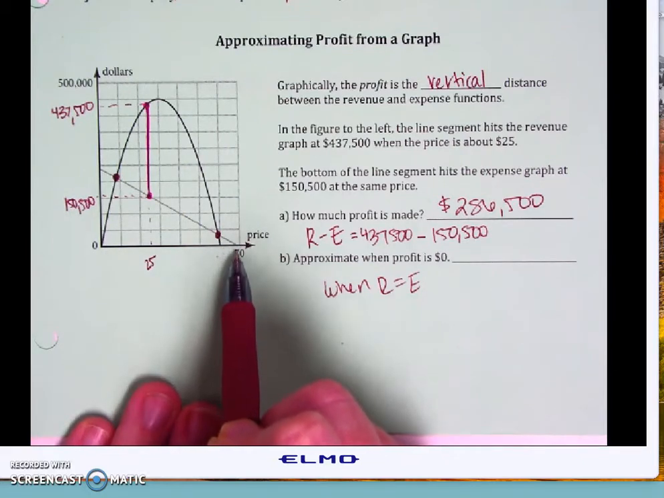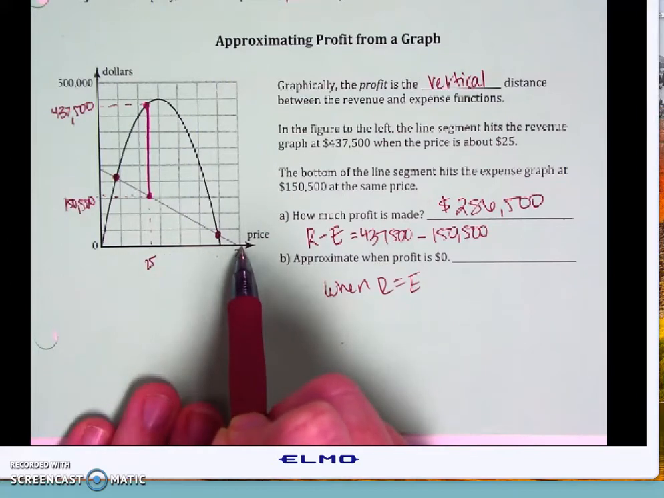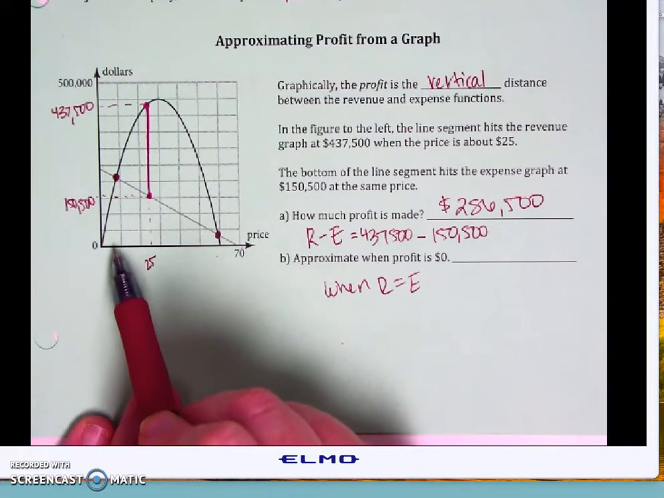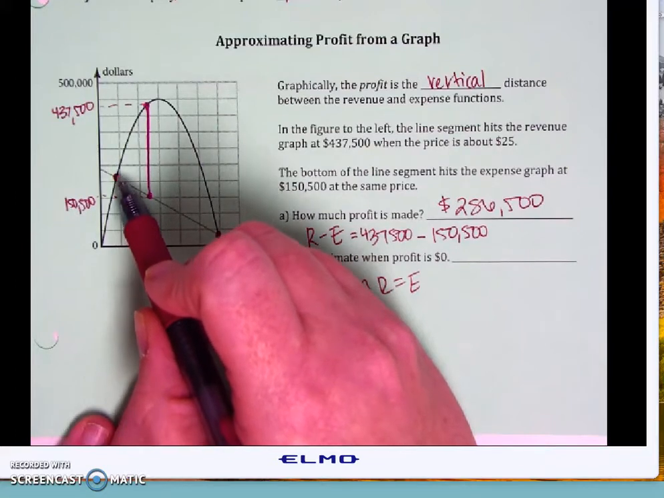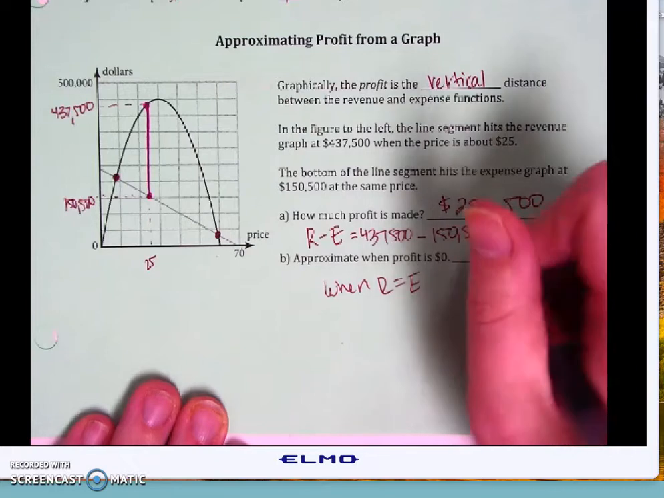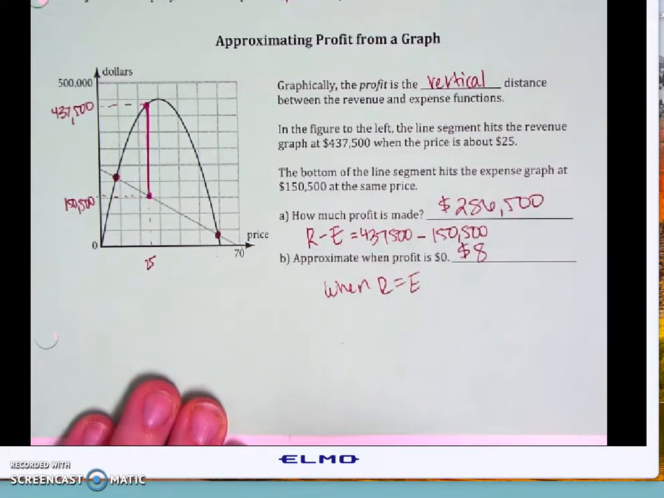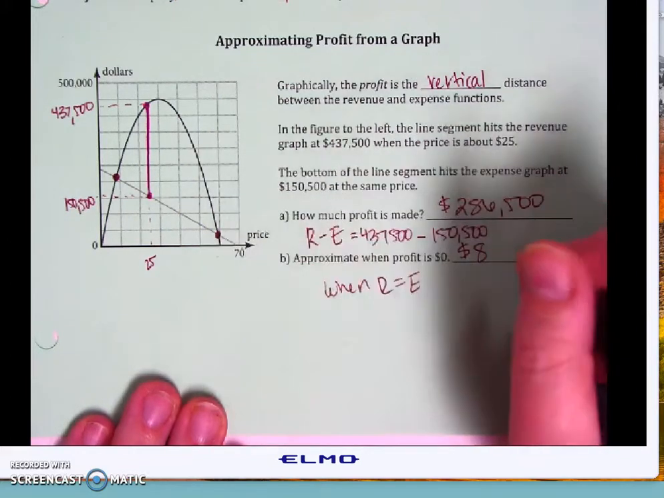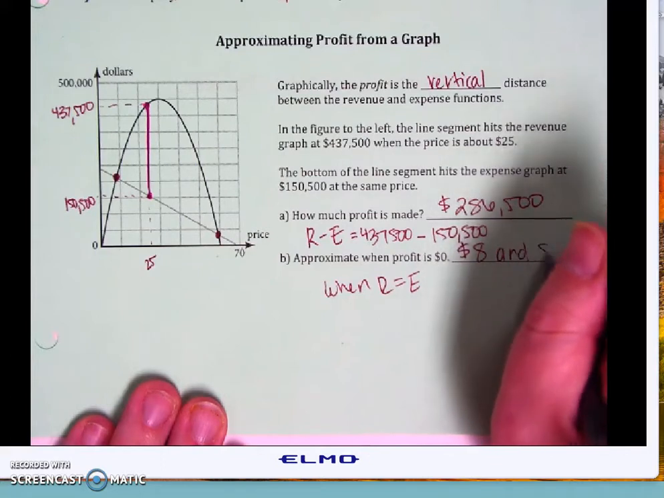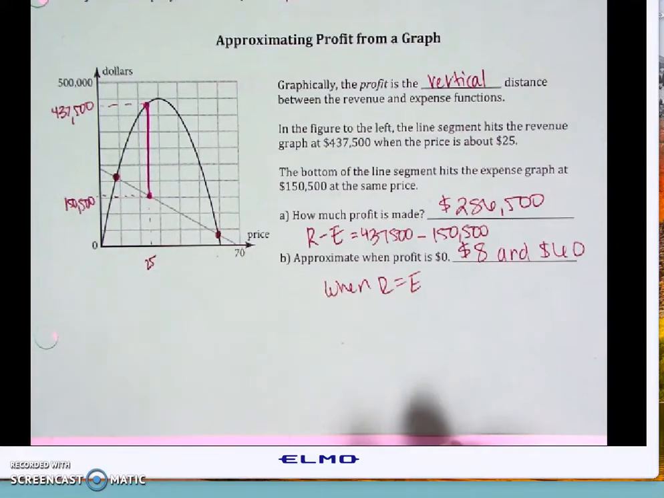This is 70, and it's broken up into 1, 2, 3, 4, 5, 6, 7 chunks. So each line must represent 10. So this line is at $10, and this break-even is just a little bit shy of $10. So you could say like $8 or $9, somewhere in there would be reasonable. And then this one is pretty much right at 60. It might be like $59. I can't be certain.